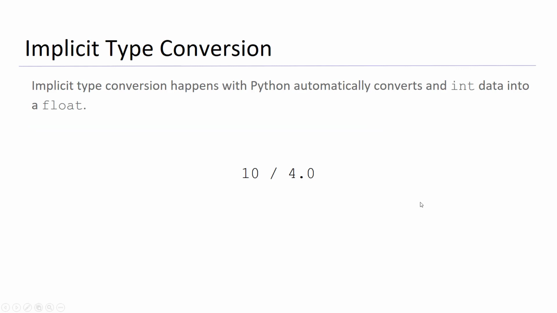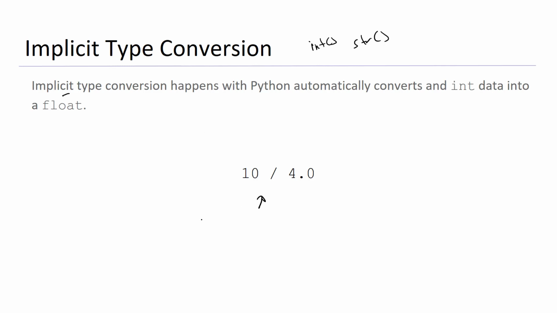The last topic that we'll cover in this lecture is implicit type conversion. If you remember from an earlier part of this lecture, we talked about explicit type conversion, where we used functions such as int or str to convert between data types. Now, Python does what we call implicit type conversion, which happens when Python automatically converts an int into a float.